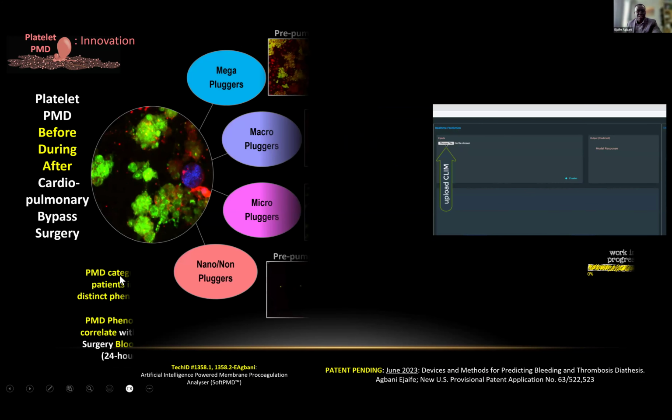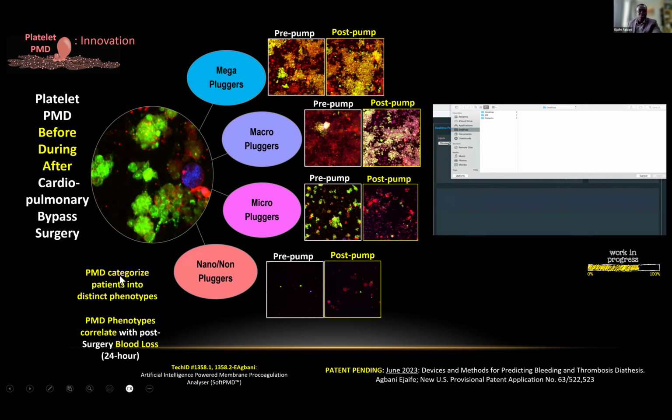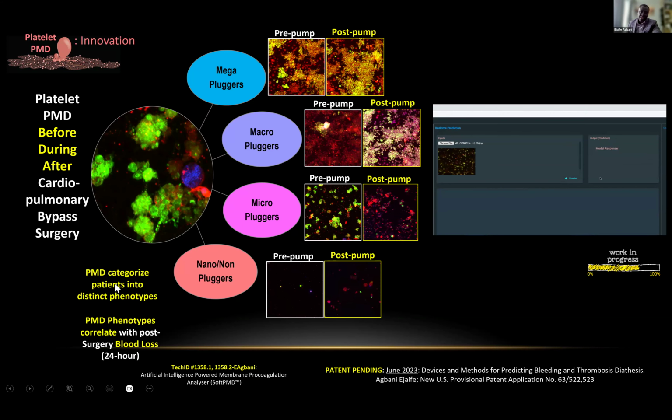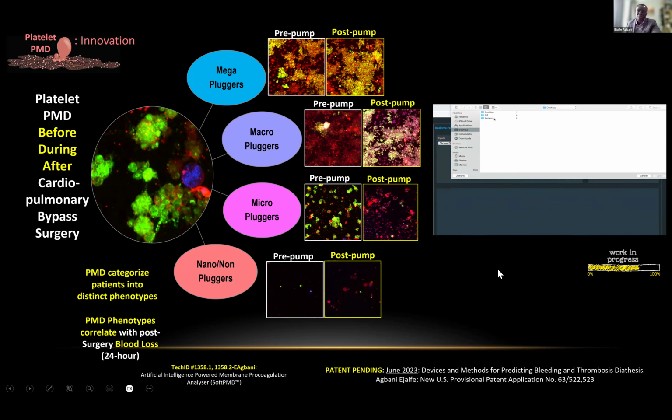And what is happening is that the analysis, the PMD fingerprint, is able to categorize patients into distinct phenotypes. And this phenotype, in turn, we see is correlating with the total amount of blood loss 24 hours after surgery. And this is the first software that we tried to put together for the systematic analysis of PMD to do these correlations.